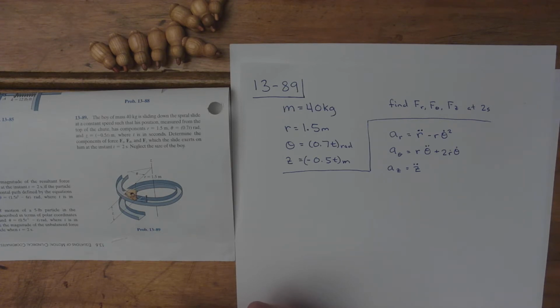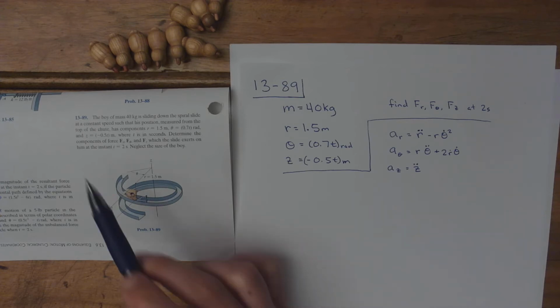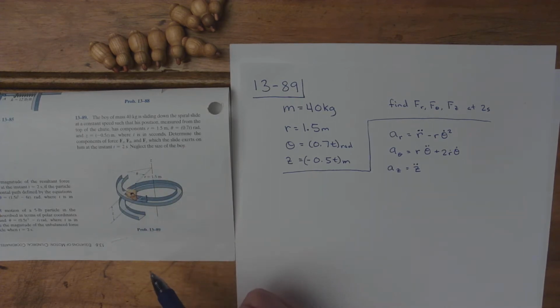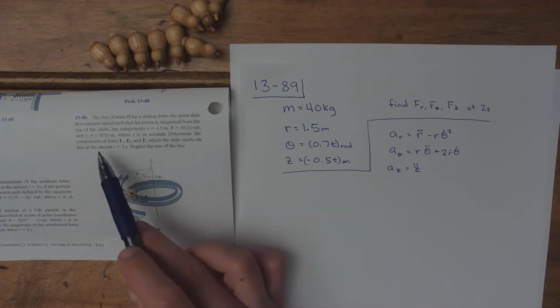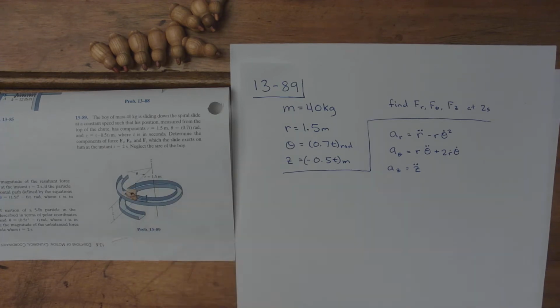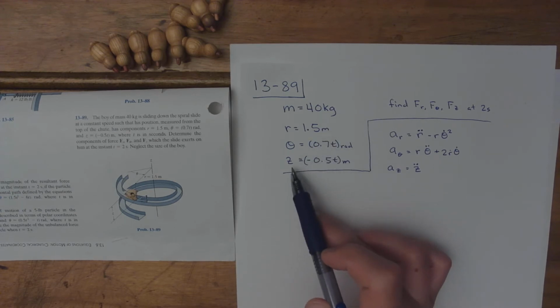And z is equal to negative 0.5 t, where it's negative because they said they're measuring the position from the top of the chute, so he's going downwards. We want to determine the components of the force which the slide exerts on the boy at t is equal to 2 seconds, and we're to neglect the size of the boy. So we have the mass, we have r, we have theta, we have z.